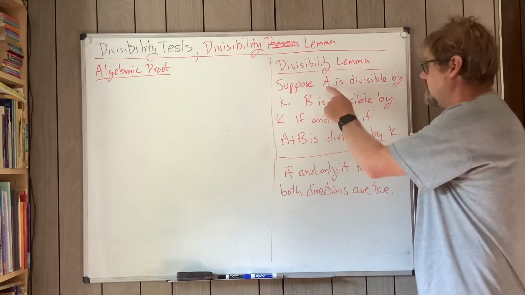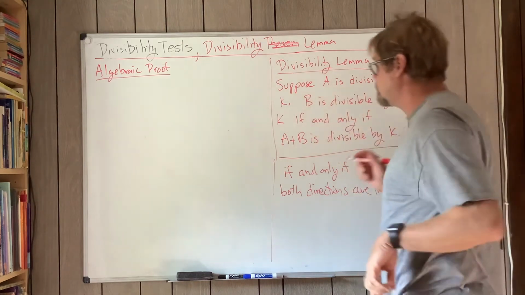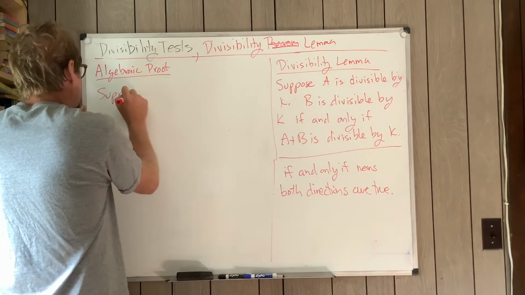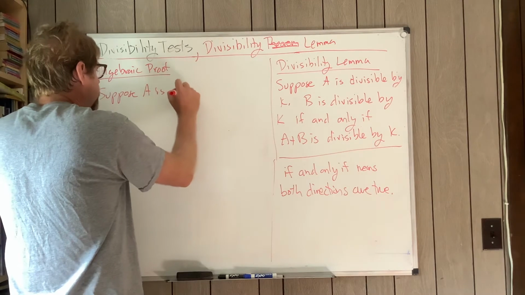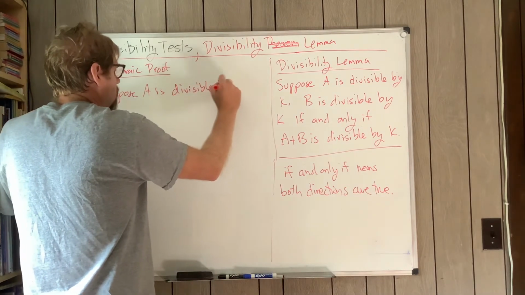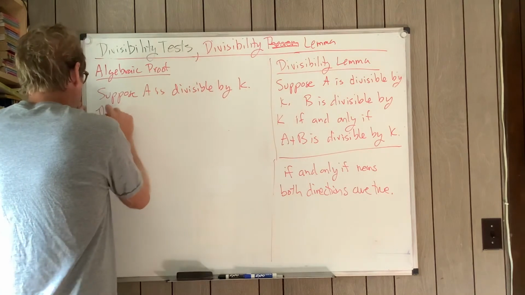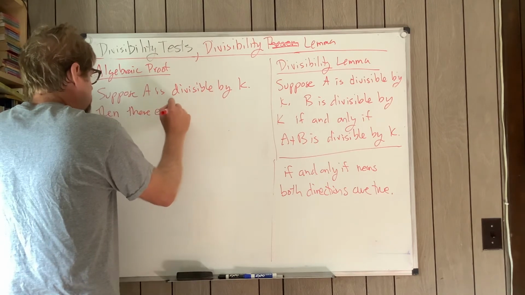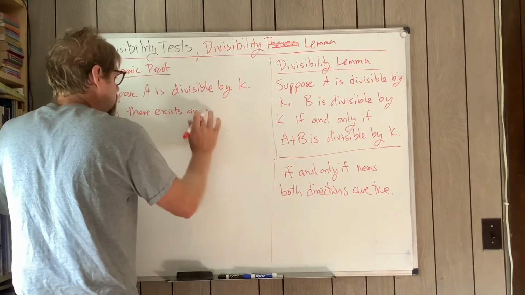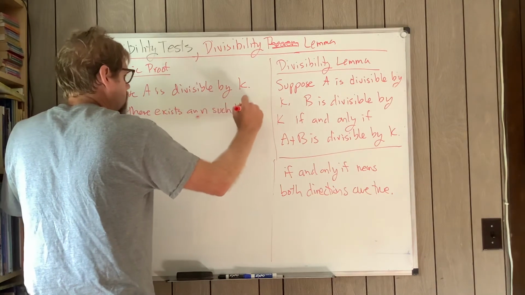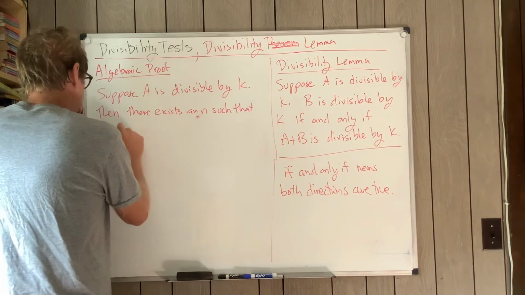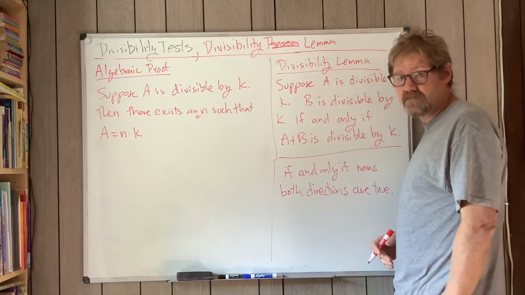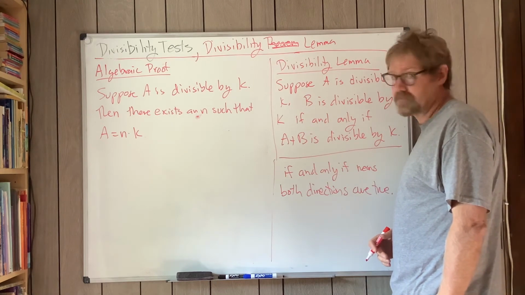Okay. So our first thing is we're going to assume, so it says suppose A is divisible by K. So let's start with that. Suppose A is divisible by K. Then there exists an n such that A equals n times K. This was precisely just the definition of what we mean by divisible.